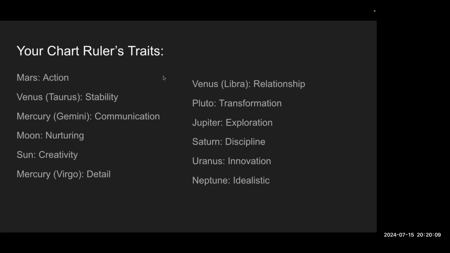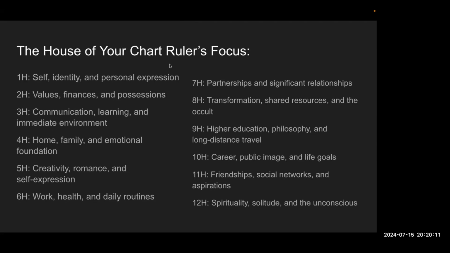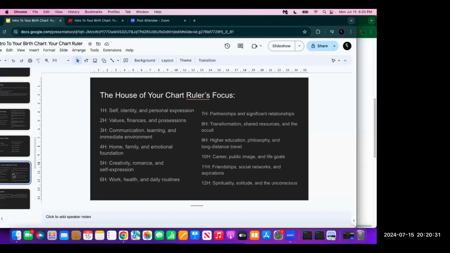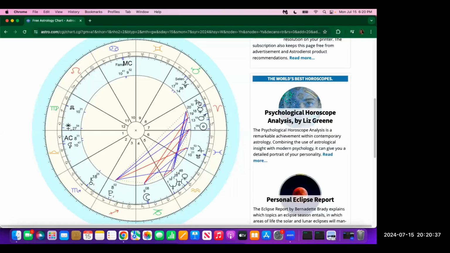Super helpful. All right, now, this is the last thing that we need to do. We need to figure out what house our chart ruler is in. So, this is how we're going to put it together. We're going to write down the qualities and the focus of the house once we figure out what house it's in.